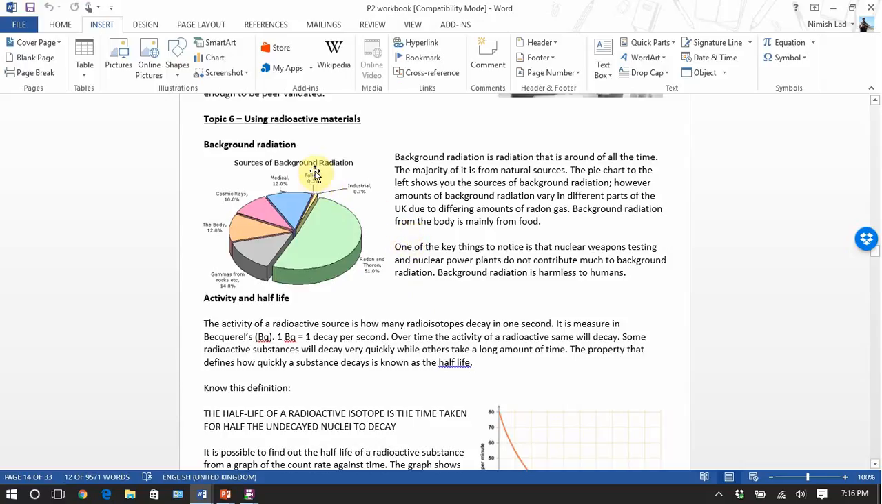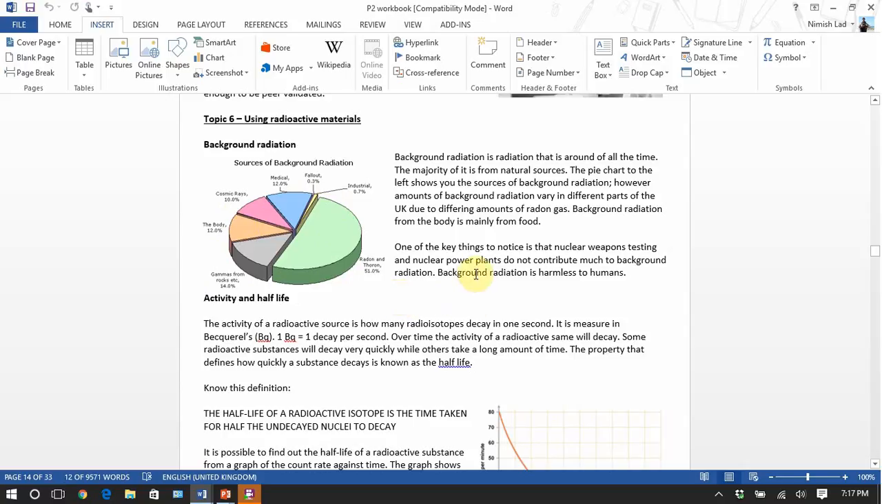Note that fallout, so that's from nuclear weapons testing, is very, very small. Industrial, we're talking about uses in industry, including the nuclear power stations, is very, very small. Gamma rays from rocks and things like that, again 14%, not very high. The body actually gives out a significant amount, and you've got food and drink that's in this other area as well. And cosmic rays, a very small amount, about 10%. And the majority comes from radon gas, which is just there in the atmosphere, released from rocks.